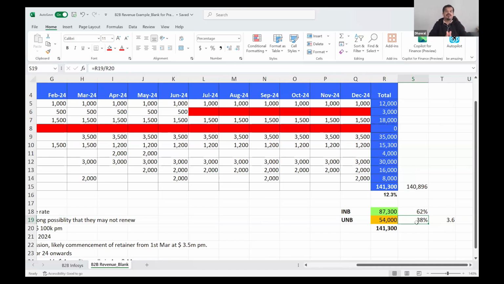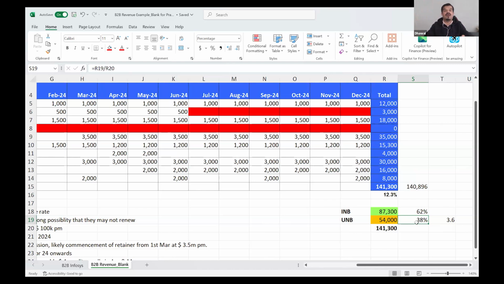Some businesses, like let's say architecture firms or interior design firms, operate from project to project. They may not have a retainer business. Their unidentified business is as high as 70, 80%, which means you don't know where 70% of your business for the next financial year is going to come from. It could be as high as that.